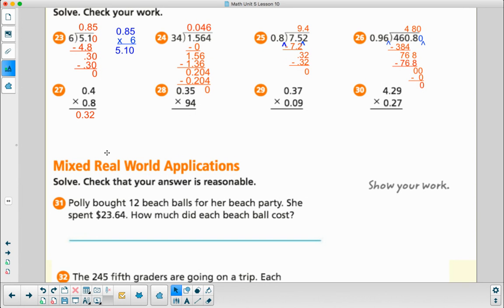Multiplying this, I got 32/100. This is reasonable because I have less than 1 multiplied by less than 1, which is going to give me less than 1. Here, I got 32 90/100. This is reasonable because I have less than one group of 94. So I have less than 94, and I do.